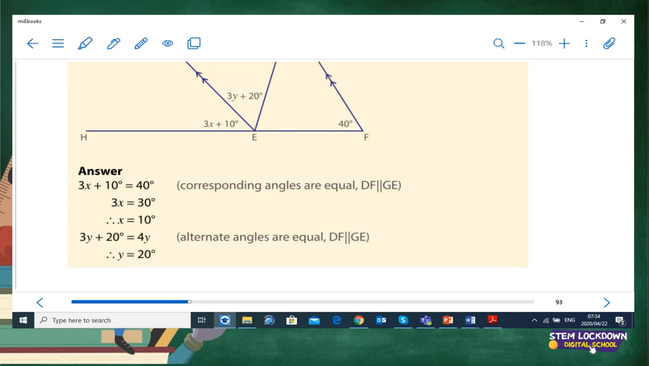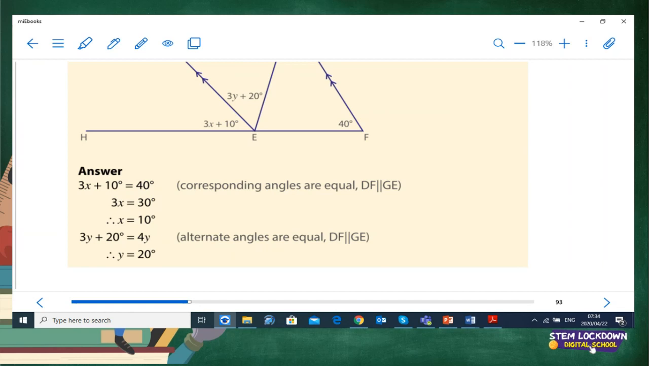And remember, the reason why we have equated 3y plus 20 and 4y is because they are alternate angles. And as always, alternate angles are equal if and only if they are found on a set of two parallel lines. In this case, DF is parallel to GE, and that is why the two angles are equal.